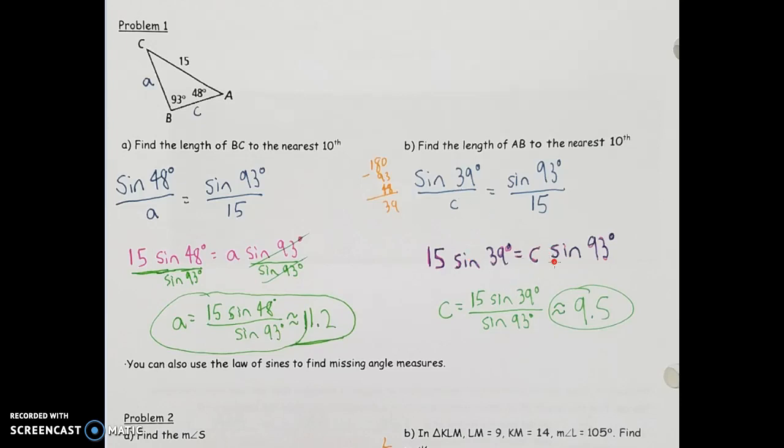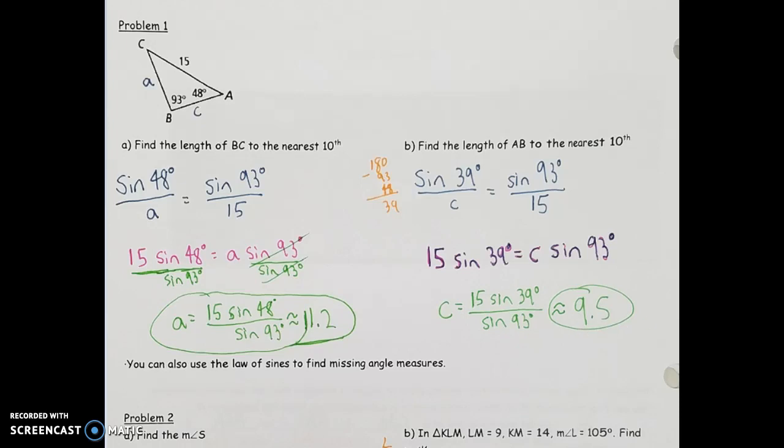It doesn't really matter. But either way, if I'm solving for C, remember this is where we have to divide by that sine function. So if I want to isolate C, I'm going to divide both sides by this sine of 93 degrees. And that should leave me with 15 sine 39. So the left-hand side is going to be the numerator, and the denominator is going to be that sine 93 that I divided by. So if I punch this all in, I should get about 9.5. That finds our answer to the nearest tenth.